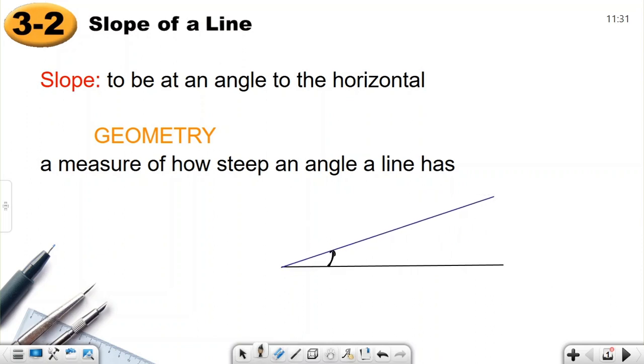It makes an angle to the horizontal, and we call this angle the slope. In geometry, slope is a measure of how steep a line is. So when we have a line, how much steepness it has, that's the slope in geometry. Put simply, it's the vertical and horizontal change.